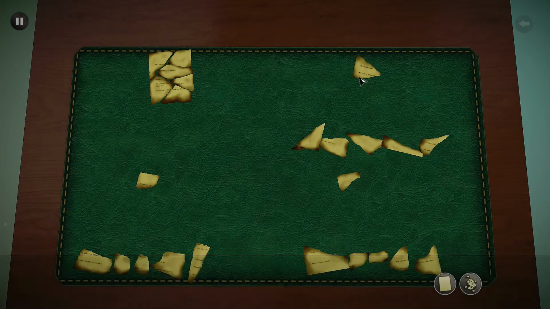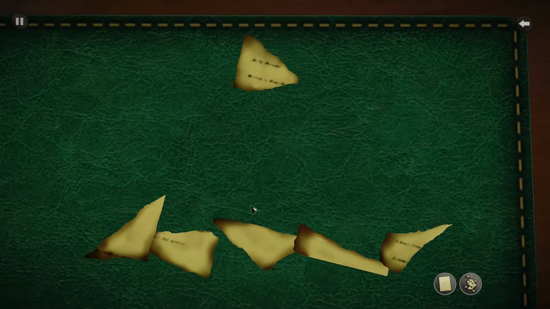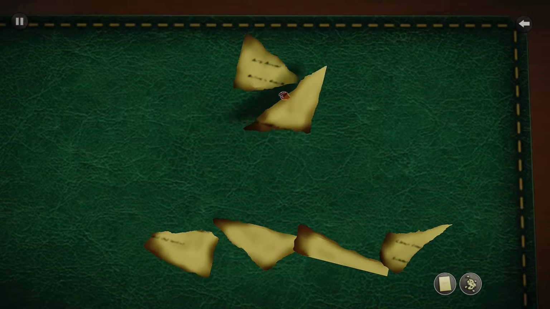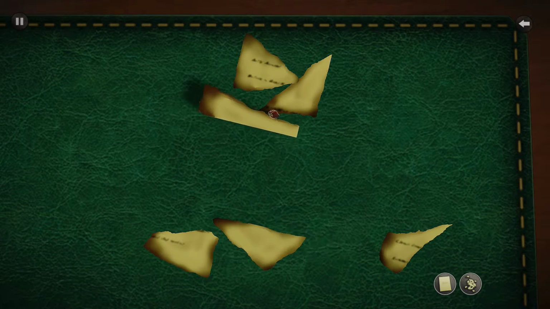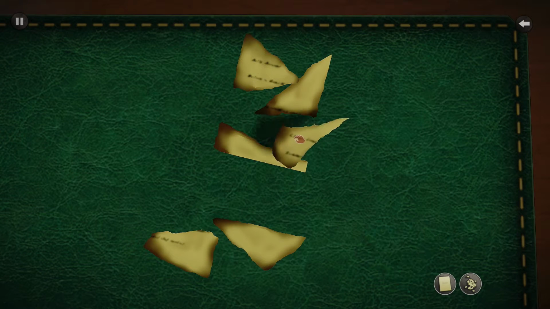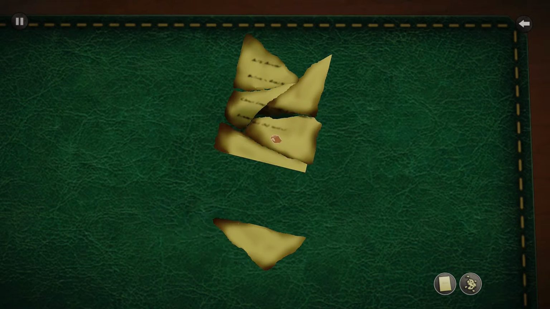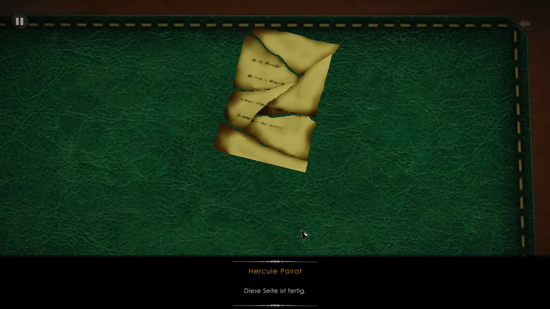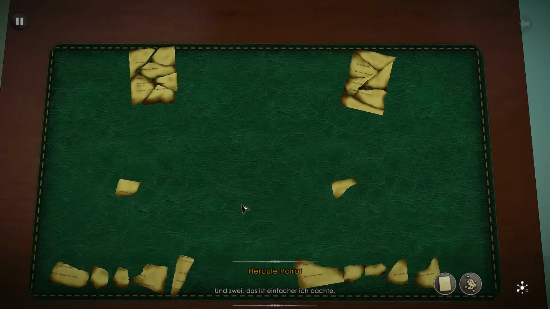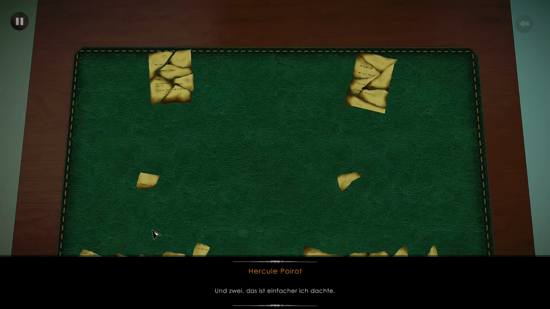Jo, 3 Stück noch. Okay, das kommt hier hin. Das kommt hier hin. Dann kommt halt hier hin. Oder hier hin. This page is child. So, der kommt drunter. Der da kommt hier hin. Der da kommt dahin. Und der da kommt hier hin. This page is finished. And that's 2 done. It's easier than I thought.